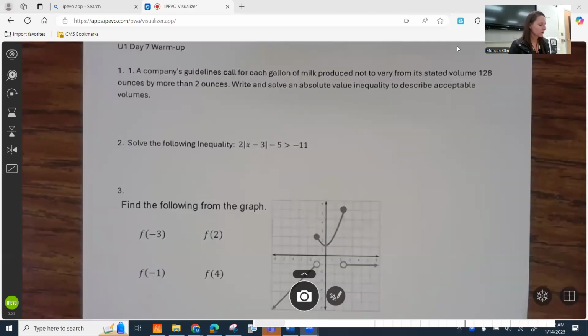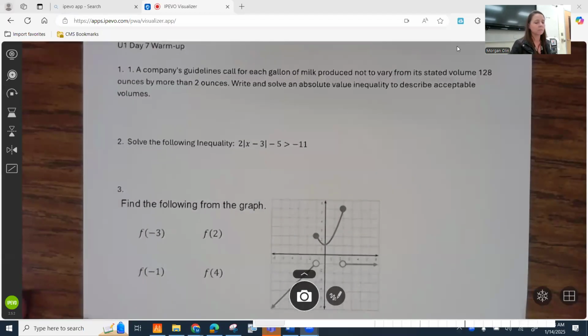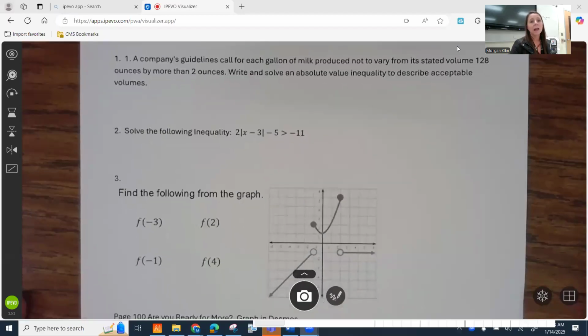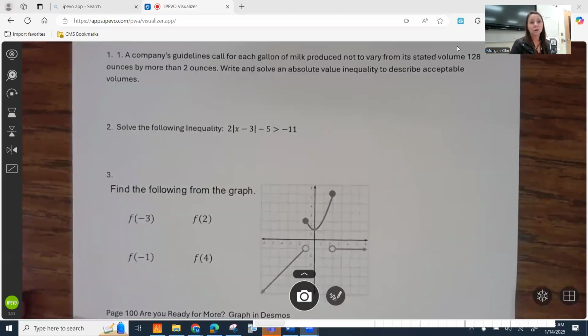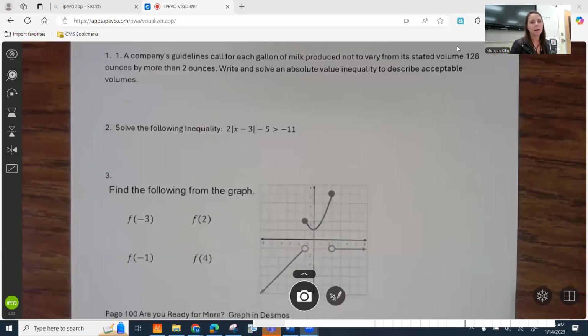Okie dokie. Today we're going to be working on Unit 1, Day 7. We're going to first start out with a few review problems from things that we've done thus far in this unit. Make sure you understand them. If you want to pause it and actually do them and then come back to the video to see if you are correct, that would probably be the best bet.